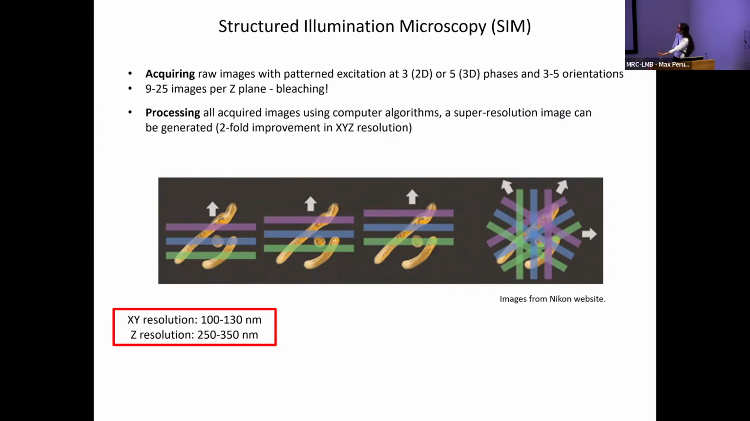So when you acquire an image, typically you have to shift that grid. You shift the pattern so that if here it's not illuminated, then when you shift it, it gets illuminated. And the same for this region that was not illuminated, it gets illuminated.